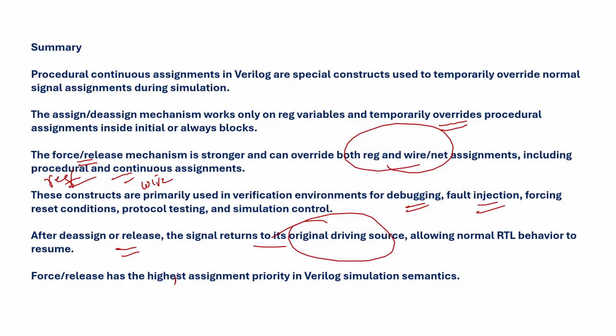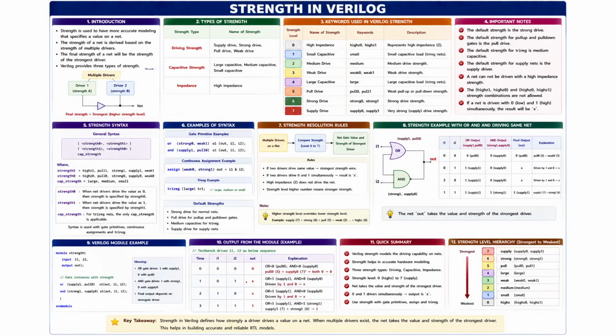Force and release is the highest priority assignment, because we need to verify our simulation time, so that is the highest priority applied for that. Okay, these are the points.